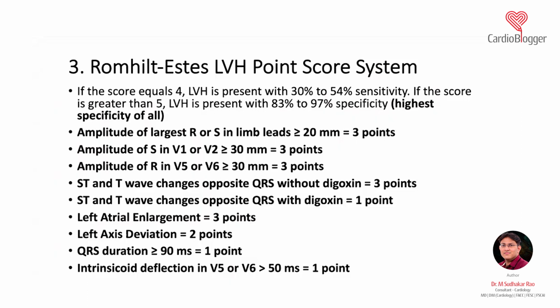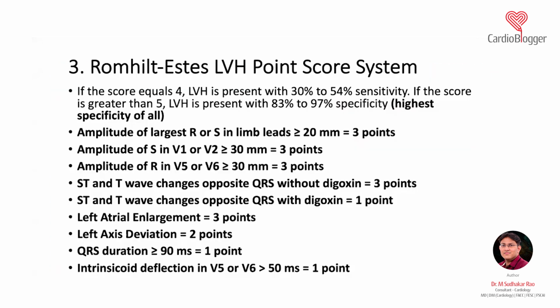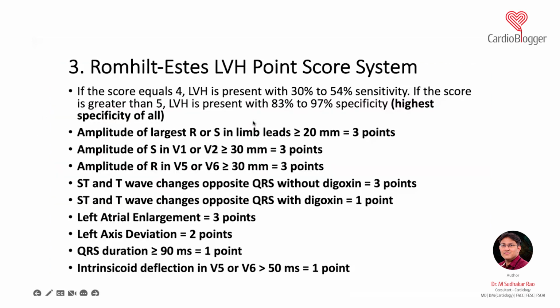Now the first point is the amplitude of the largest R or S. If you see any limb lead where the largest R is more than 20 millimeter, or any chest lead where R or S is more than 30 millimeter, so S in V1 or V2 or R in V5 or V6, the tallest R or S, if it is 30 millimeter in chest leads or 20 millimeter in limb leads, that carries 3 points.